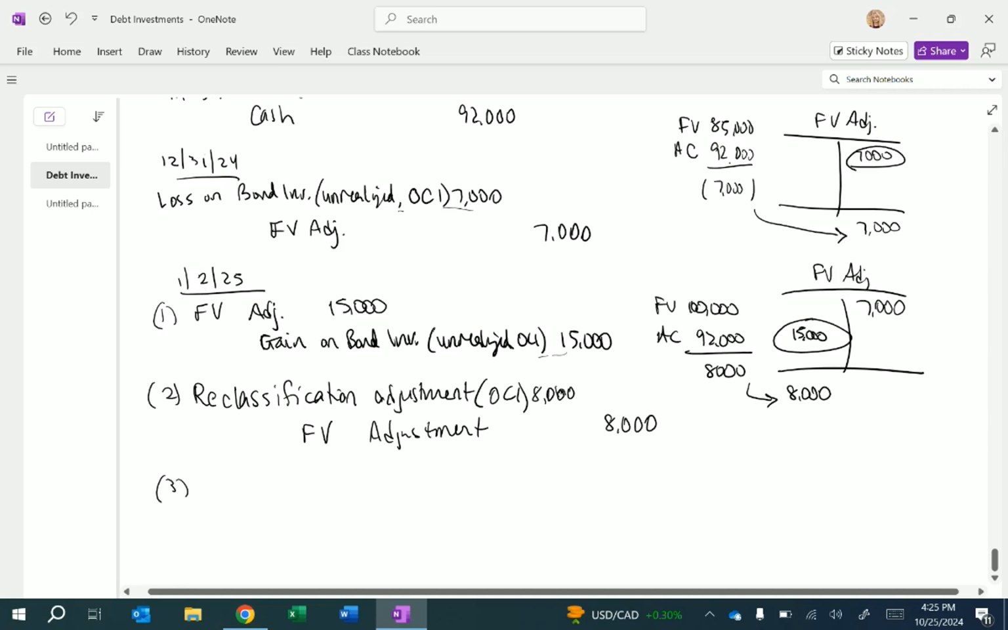And then we're going to record the sale. We get cash of $100,000. We eliminate the investment in the bonds at their cost, $92,000, and we record a gain on sale, or gain on investment in bonds through net income, of the $8,000.